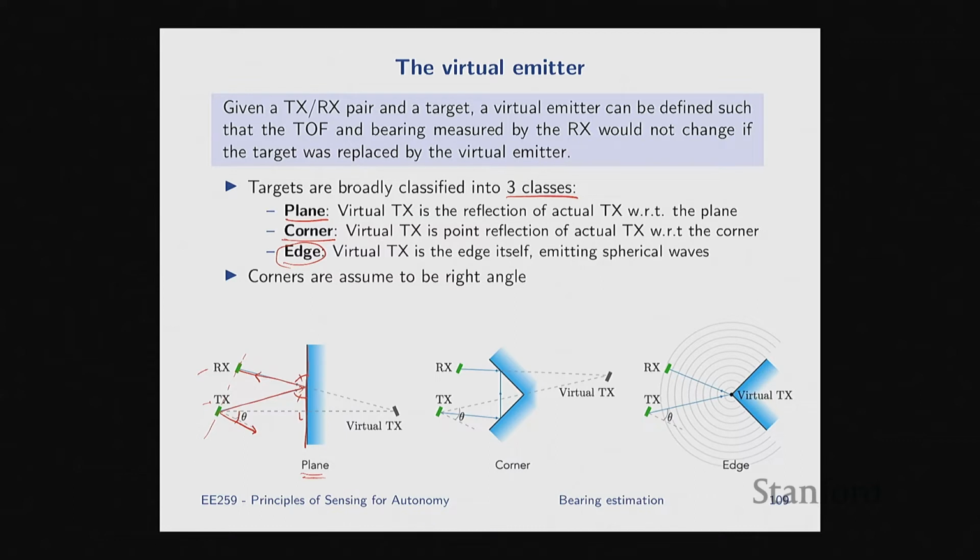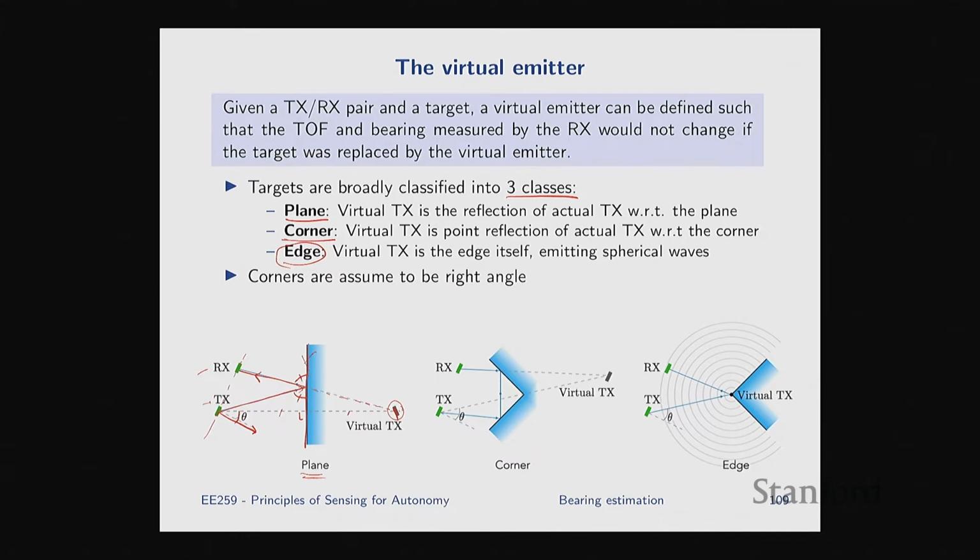Now for this geometry, if I place what we call a virtual transmitter, which is just a mirror image of the TX with respect to this plane, so you just reflect the TX and put a virtual TX here, and then you remove the plane as if it wasn't there, and now you transmit from this virtual TX, the RX is not going to notice any difference, right? It's as if the original TX had transmitted and the plane was there, because it's the same angle of arrival and the same time of flight between the virtual TX and the RX and the actual TX and the RX, okay?